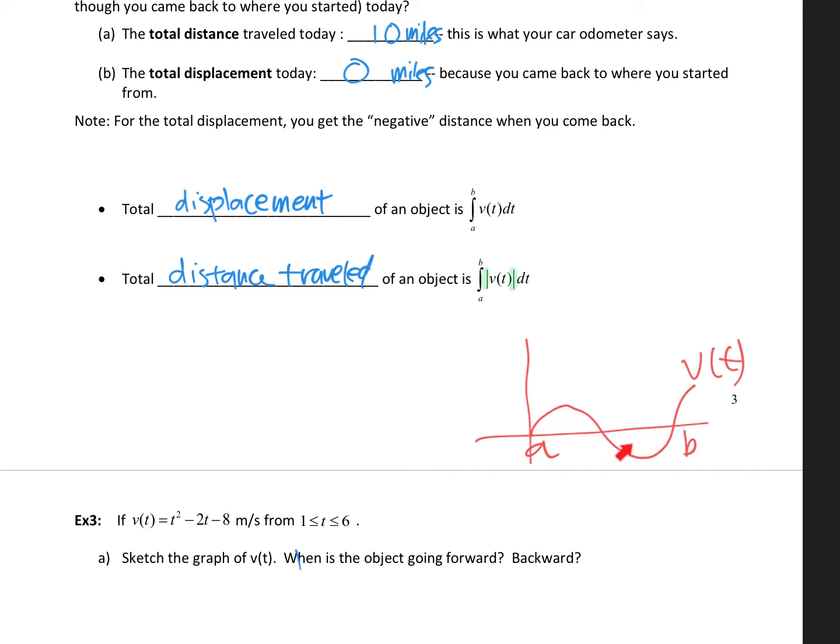So basically, I'm making this part into positive. That's why there's an absolute value. If you're just going forward all the time, then they're the same thing. But once you start going backward, am I going to count that as a negative, or am I going to count it as positive? If I'm counting that as positive, that means you're looking at total distance traveled. That's why there's the absolute value sign here.